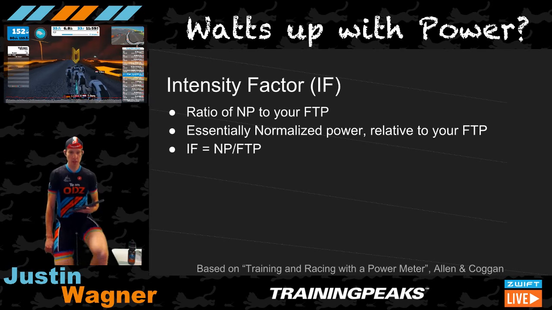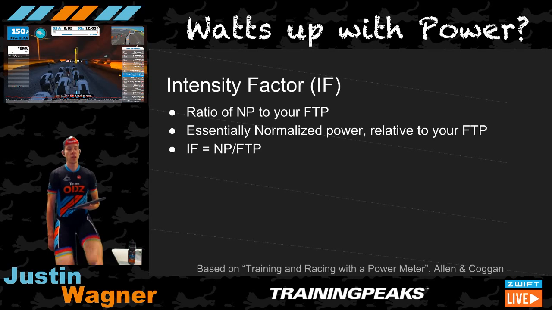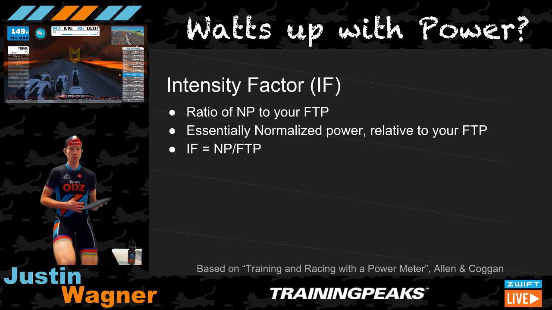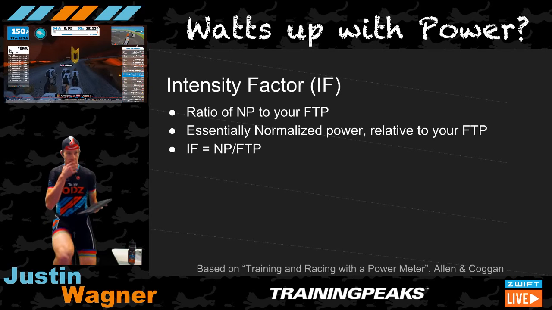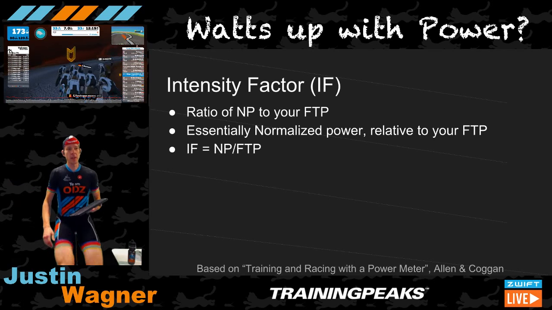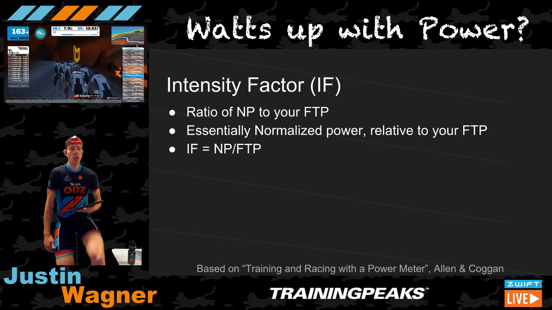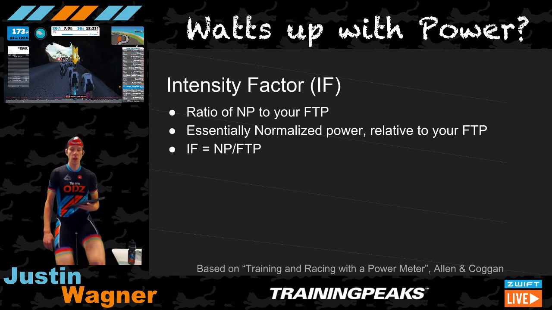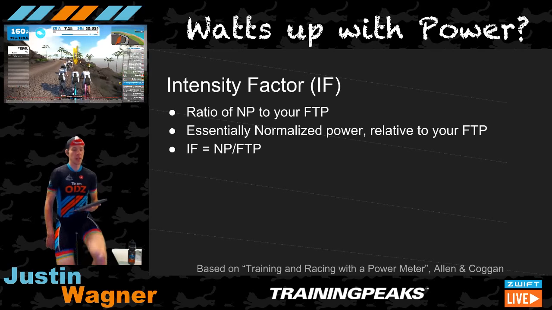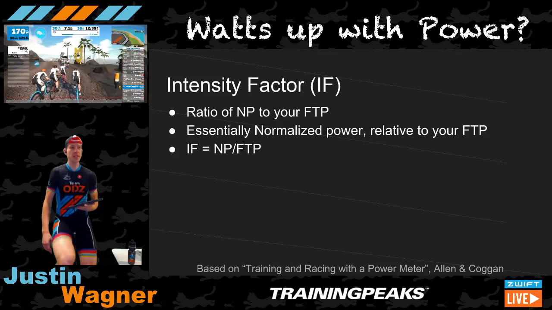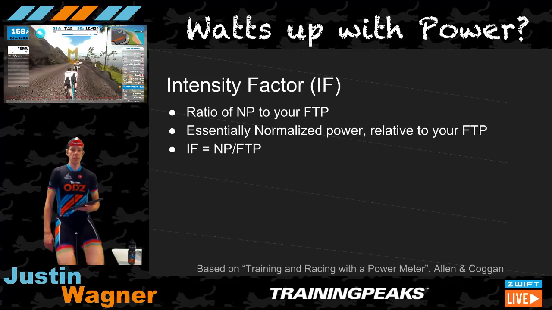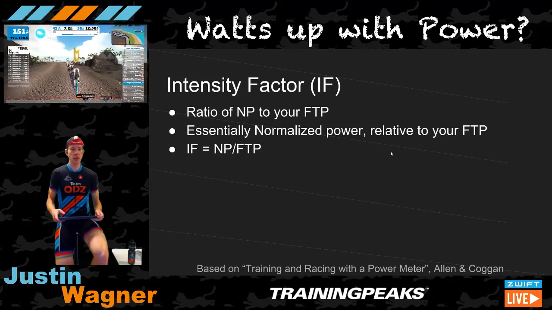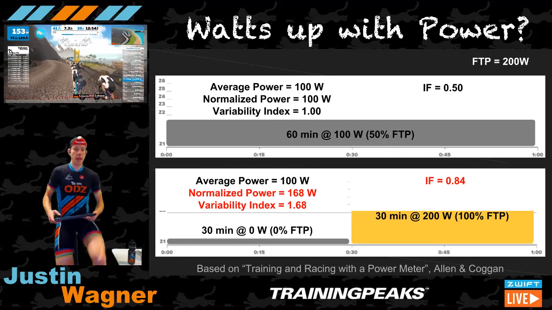Now, intensity factor tells you basically where the normalized power sits in relation to your FTP. So you just take your normalized power number, you divide it by your FTP, and this is going to give you a number. A lot of rides are going to have an intensity factor of less than 1, whereas variability index is always going to be over 1. This doesn't mean you can't have an intensity factor of over 1. That's not true. But generally speaking, your intensity factor for most rides is going to be under 1 unless they're fairly short and very intense.